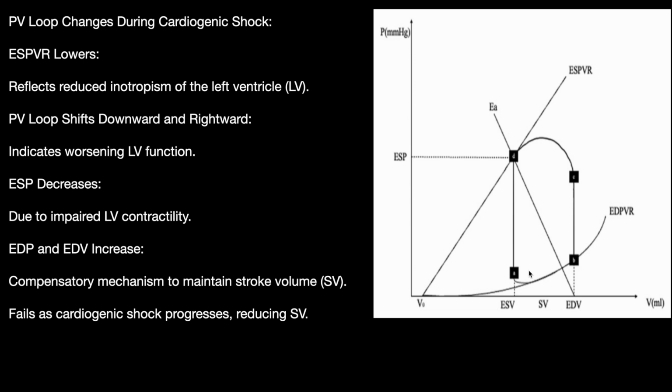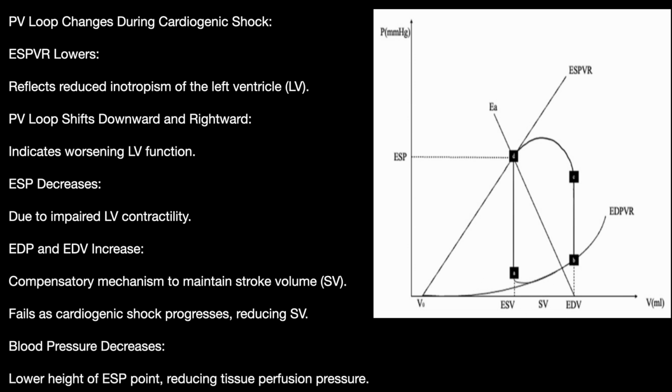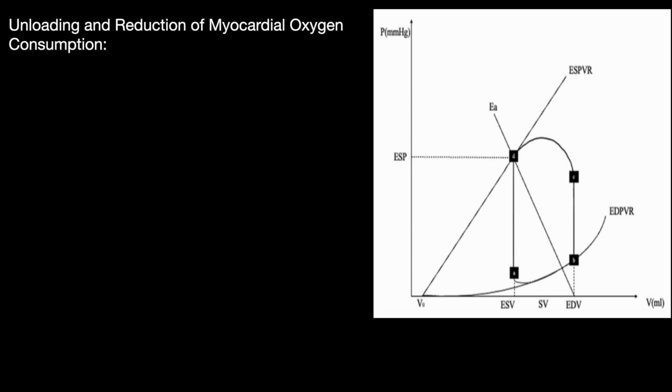Now, as long as that stroke volume is maintained, I am doing okay. But there will be a point where this will not be maintained. That is the point where, when the stroke volume is not maintained, we go into what is called cardiogenic shock, because my stroke volume has reduced, and this will ultimately result in a blood pressure decrease and a low end systolic pressure, which will ultimately impact my tissue perfusion.